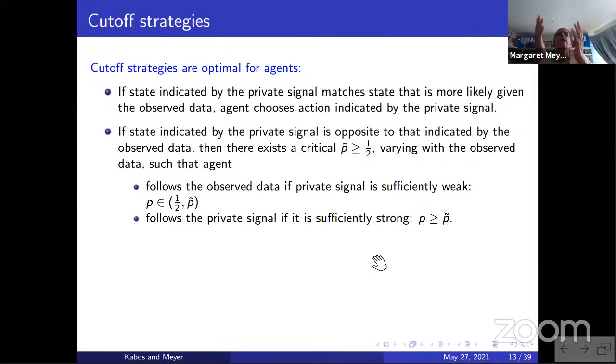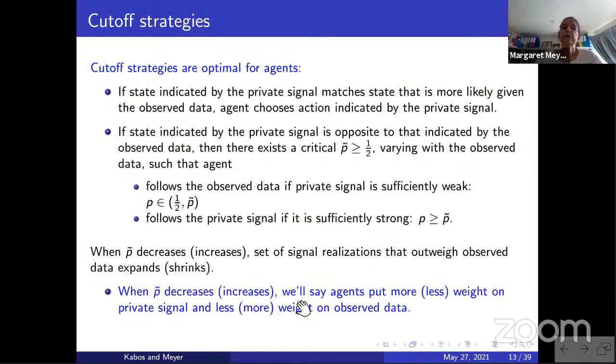Okay, so in the environment that I've described, cutoff strategies are going to be optimal for the agents. In particular, if the state indicated by the private signal matches the state that's more likely given the observed data, then the agent will choose the action indicated by the private signal. And if the state indicated by the private signal is opposite to that indicated by the observed data, then there'll be a critical strength of the signal, call it P tilde, which varies with the observed data, such that the agent will follow the observed data if the private signal is sufficiently weak, and will follow the private signal if it's sufficiently strong.